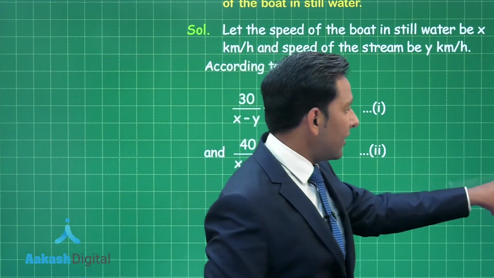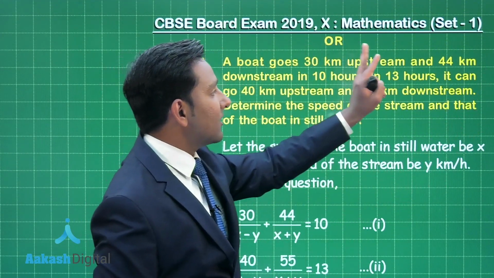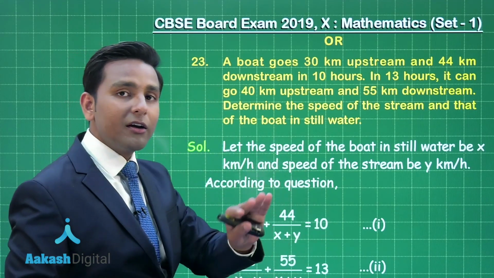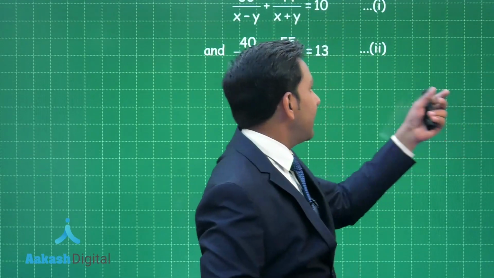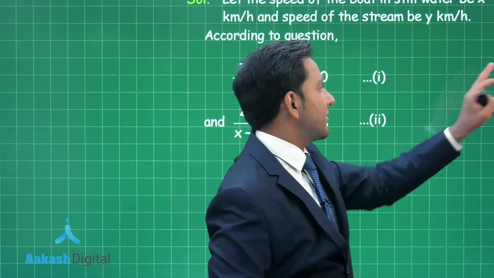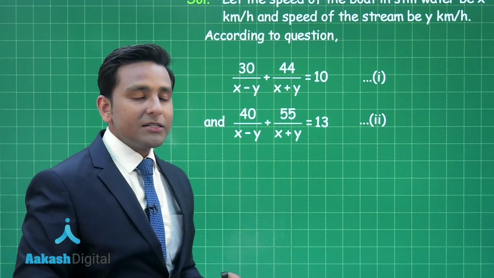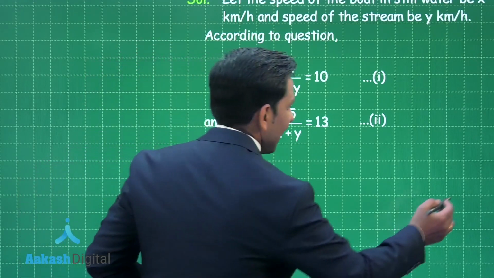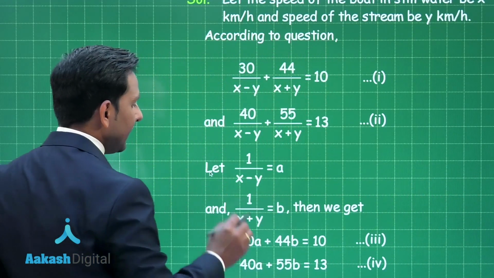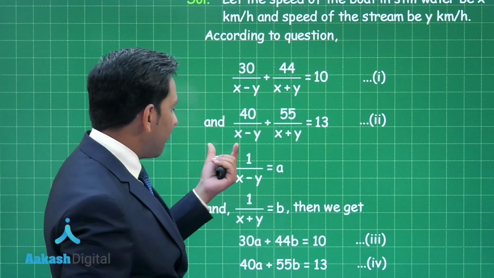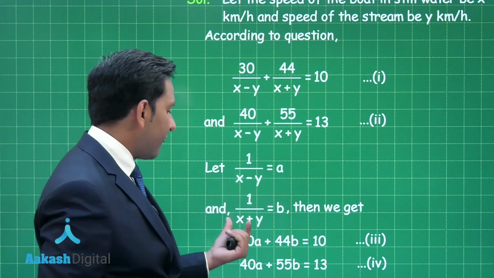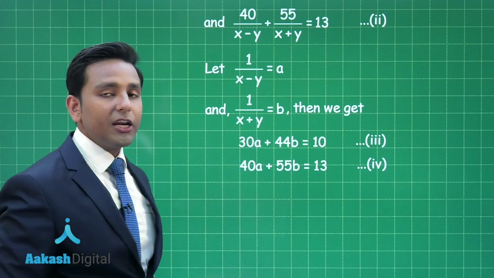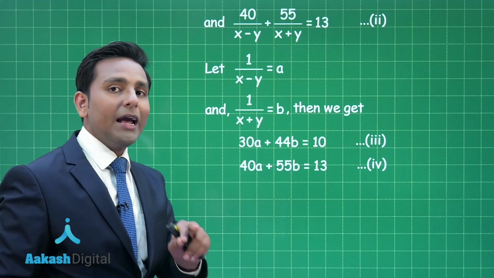Similarly, according to the given condition, here it is given that it takes 30 hours when boat is moving 40 km in upstream and 55 km downstream. So we can write in this way. So here we have two equations. For solving these two equations, we are assuming 1 upon x minus y and 1 upon x plus y as a and b respectively. So when we replace 1 upon x minus y by a and 1 upon x plus y by b, we are getting a pair of linear equations in two variables a and b.